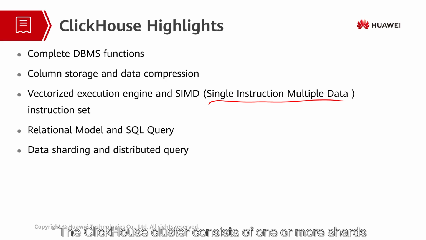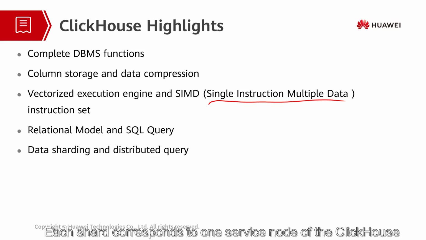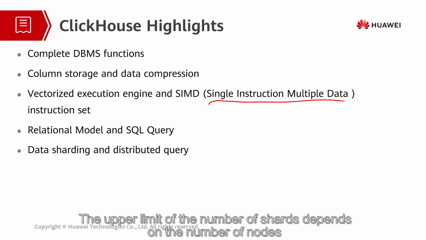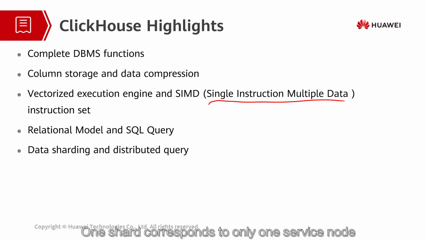The ClickHouse cluster consists of one or more shards. Each shard corresponds to one service node of the ClickHouse. The upper limit of the number of shards depends on the number of nodes. One shard corresponds to only one service node.